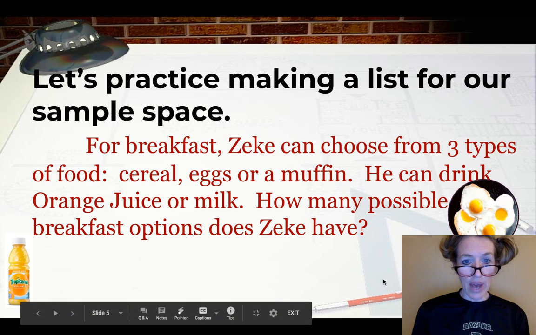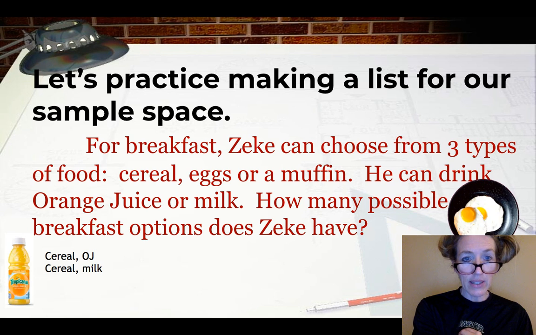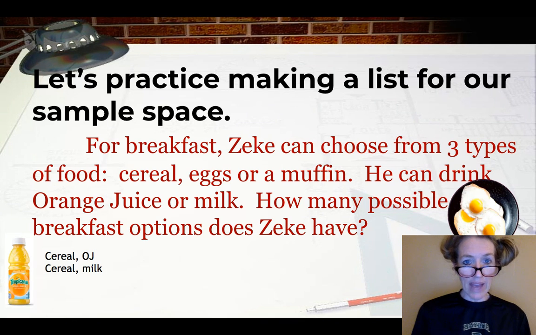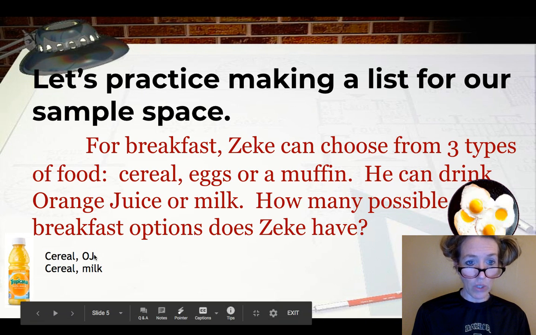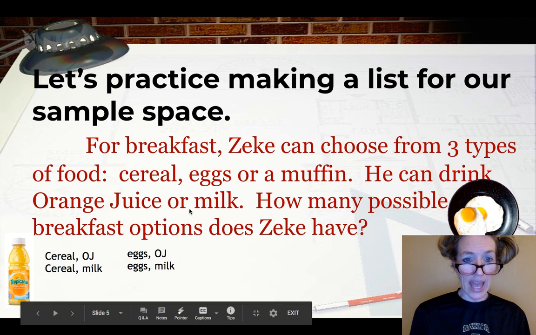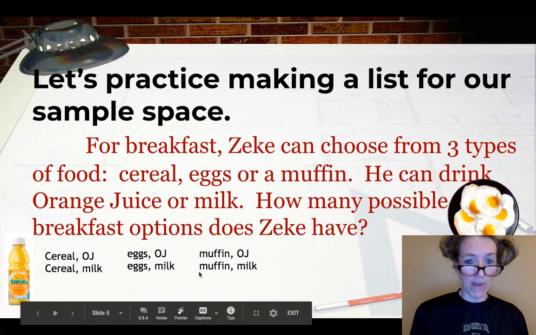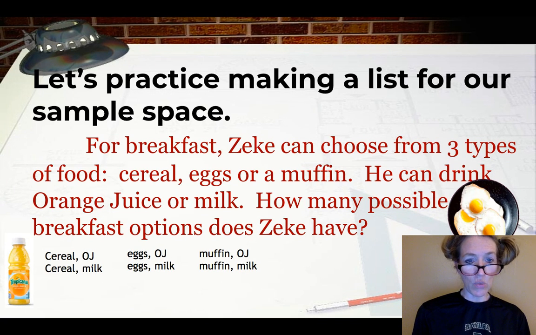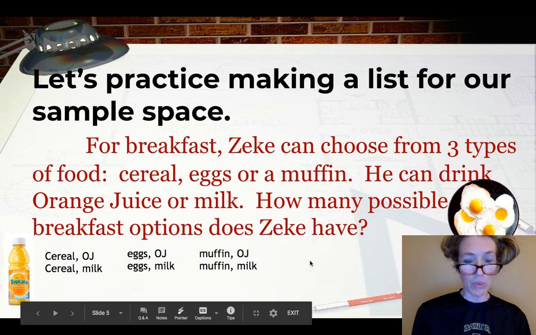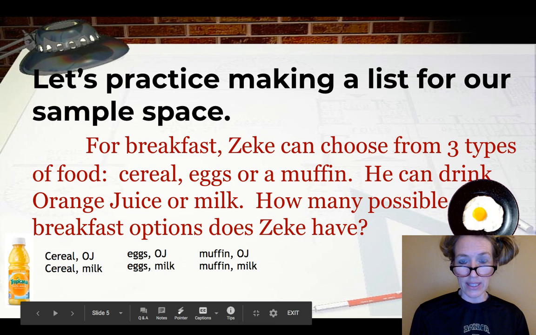Okay, so I hope that you chose, if Zeke picked cereal for breakfast, he would have the choice for cereal and orange juice or cereal and milk. Another option he would have is eggs and orange juice or eggs and milk. If he chose muffins for his food, he could have muffins and orange juice, or he could have muffins and milk. This is the sample space for this situation, and we've made a list of all the possible combinations that Zeke can have for breakfast.